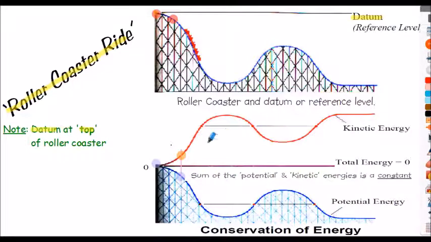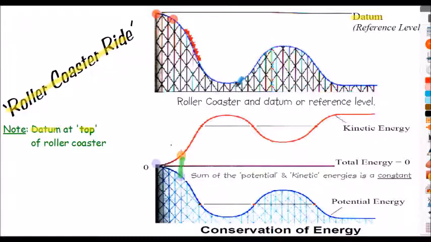If I again take a slice through my energy diagrams here, I can see that this positive kinetic energy cancels with this negative potential energy, and we end up back with zero energy. We started with zero energy, and as the roller coaster ride starts to progress, we maintain zero energy.